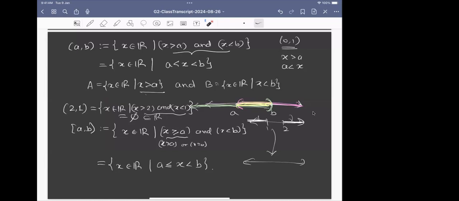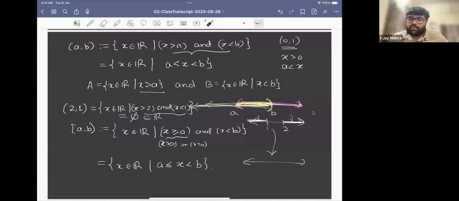Yes, sir. First, we take the set x greater than 2 and another set x less than 1. And after that, we take the intersection of the two sets. Then there is an empty set. But that's what we want to prove. That's what we want to prove.